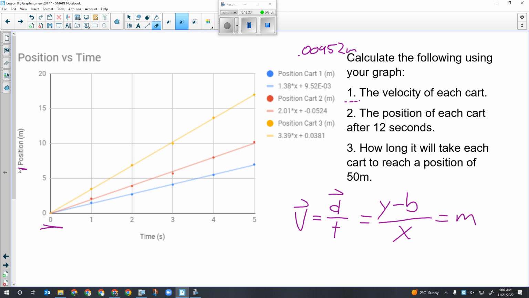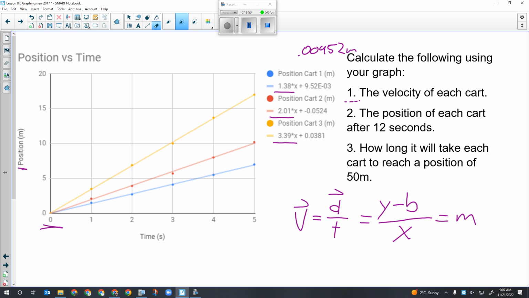Okay, what's the velocity for cart number 1? 1.38, right? Because this is m. That's the slope for cart 1. So cart 1 is moving at 1.38 meters per second. Cart 2 is moving at 2.01 meters per second. And cart number 3 is moving at 3.39 meters per second.